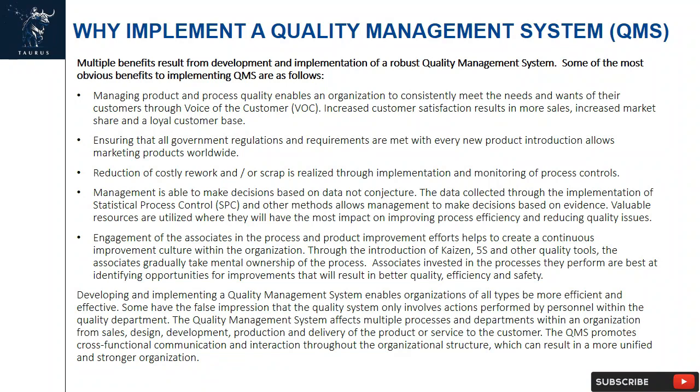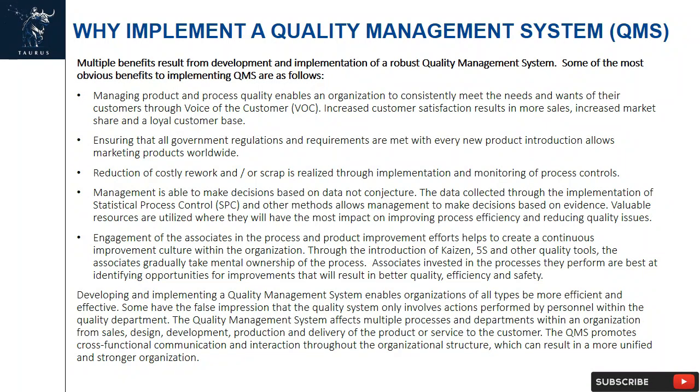Engagement of the associates in the process and product improvement efforts helps to create a continuous improvement culture within the organization. Through the introduction of Kaizen, 5S and other quality tools, the associates gradually take mental ownership of the process. Associates invested in the processes they perform are best at identifying opportunities for improvements that will result in better quality, efficiency and safety. Developing and implementing a quality management system enables organizations of all types to be more efficient and effective.